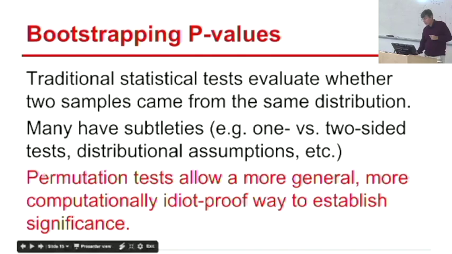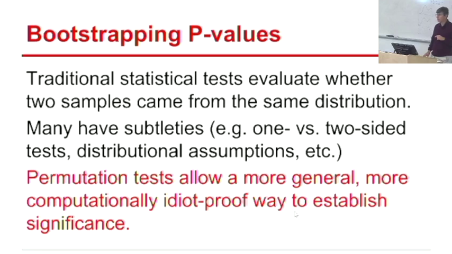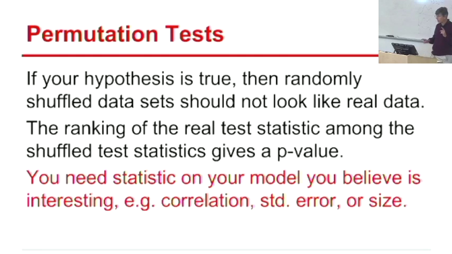The way that in data science people more often establish some kind of confidence about things, because it's sort of more idiot-proof, is what I would call a permutation test. And you've had to do a little with them in your homeworks. I want to go through how permutation tests really work, because I think this is often a useful thing.